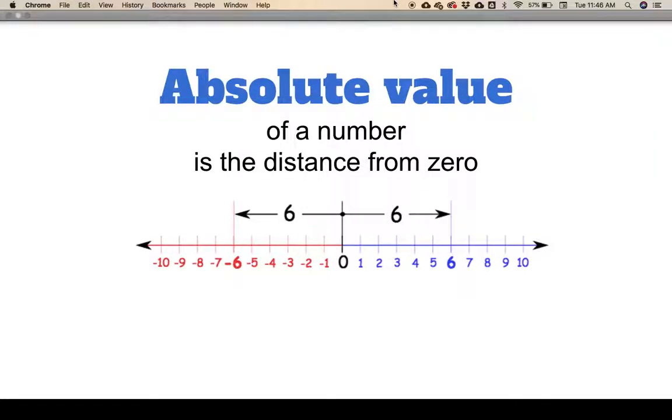Today we're going to review absolute value mixed with integer operations. That means adding and subtracting, multiplying and dividing positive and negative numbers with absolute values involved. The absolute value of a number is its distance from zero.